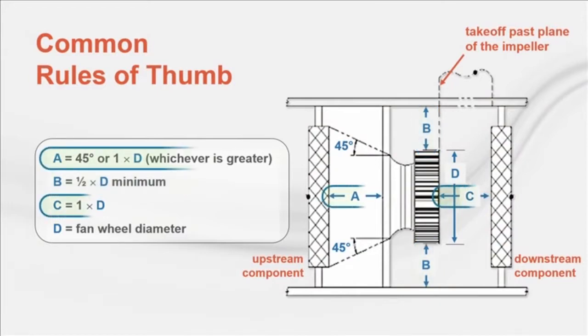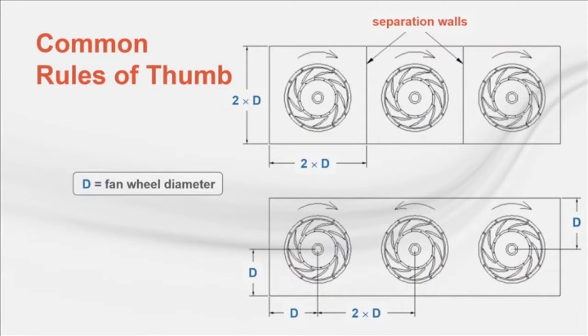And the minimum distance between the fan and upstream or downstream components is generally 1 fan diameter or greater. For a fan array, a separation wall or counter-rotating impellers can be used. In either case, there are minimum separation distances between the impeller and wall or between impellers. These rules of thumb are generally followed by a custom air handler manufacturer to minimize any negative effects on the fan. However, they might be overly conservative or not be conservative enough.